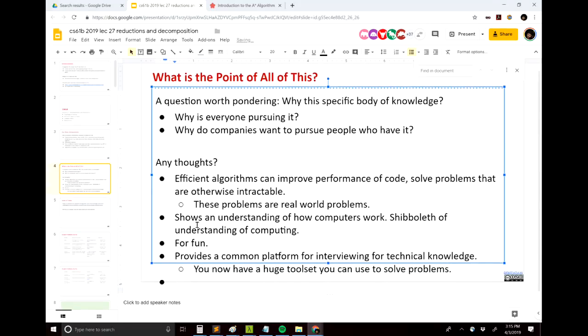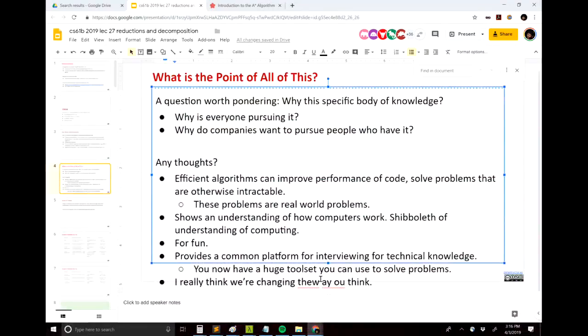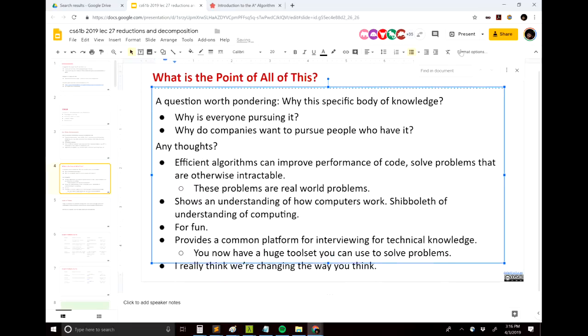And I guess one other thing I want to mention is that I really think we're changing the way you think. Like fundamentally, the way that you're solving problems now is different. I mean, ideally, hopefully at this point, you're starting to break down complicated problems into smaller ones. And since you have all these fancy tools like disjoint sets and whatever else, hopefully you recognize where they can be applied. Okay, so just kind of vaguely.